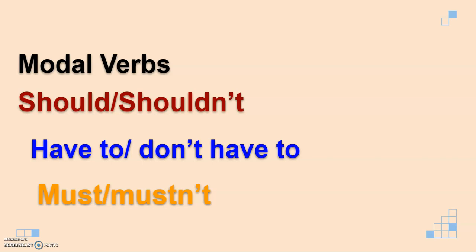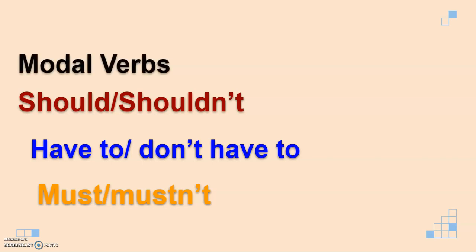Must, mustn't. We also use must for obligation. For example, you must use a black pen to complete this form. Again, when must is negative, it removes the obligation. For example, you mustn't worry too much before your exams.